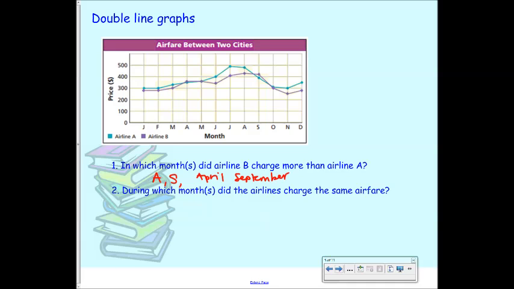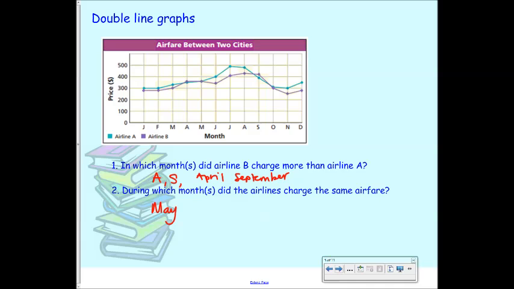All right. During which months did the airlines charge the same airfare? April, May. Are these exactly the same? No. So I would say that's not the same. I would say May is definitely the same. They're exactly on the same spot. I would actually not say October because it might be a little hard to see, but purple is actually a little bit lower than blue. Okay? So May is the only month where they charge the same amount.